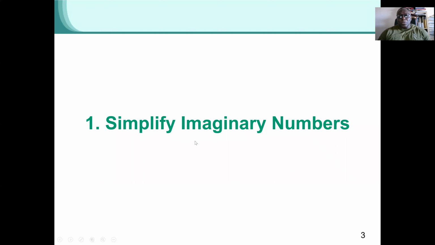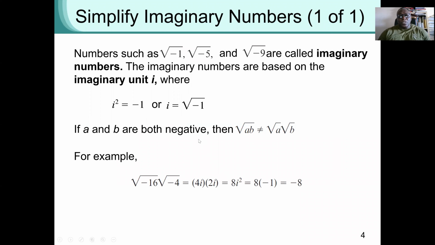So we start with simplifying imaginary numbers. And here we say, for example, imaginary numbers can be a square root of any negative value. If we remember the real numbers, we say a square root value cannot be negative. So square root of 0 is 0, square root of 1 is okay, but square root of negative 1, negative 10, no, that's an imaginary number. It's not a real number. So the square root of any negative value is an imaginary number.